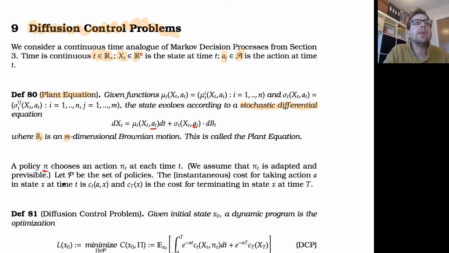Okay, and we're going to let P be the set of policies. Okay? All right, so that's basically the sets of actions that we can take as time evolves.